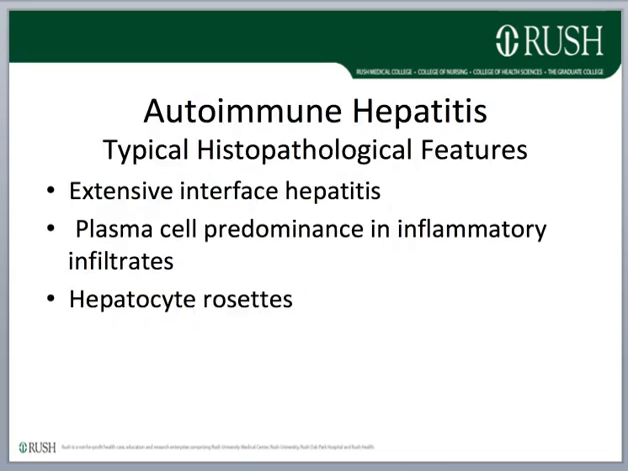The three typical histopathological features of autoimmune hepatitis are extensive interface hepatitis, a plasma cell predominance in the inflammatory infiltrates, and hepatocyte rosettes. Now again, keep in mind that all of the other features of chronic hepatitis that were discussed in the other talk are also present in autoimmune hepatitis. These are just three features that are more typical for autoimmune.